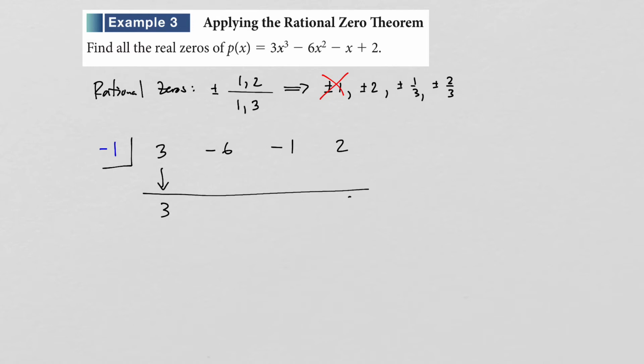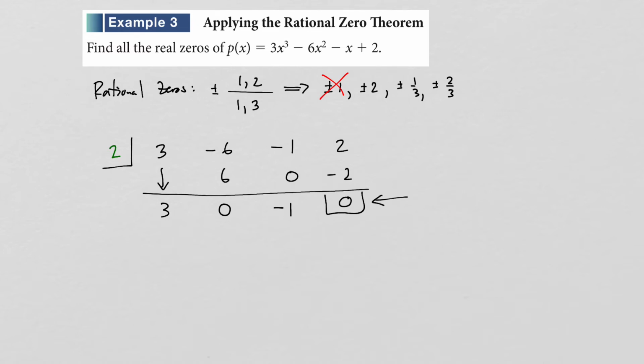So it can be a little frustrating because you do that work and you still don't find anything. But now we're just going to go to the next number. Let me try x equals 2. Let's see, 2 times 3 is 6. Negative 6 plus 6 is 0. 2 times 0 is 0. Negative 1 plus 0 is negative 1. And 2 times negative 1 is negative 2. And negative 2 plus positive 2 is 0. So that's a success.